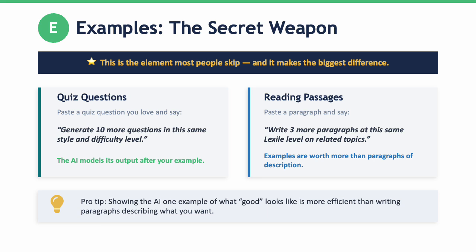The fourth element of the roles framework is the E, which stands for examples. This is the secret weapon most people skip. If you show the AI an example of what good looks like, it will model its output after that example. You can paste in a quiz question you wrote that you love and say, generate 10 more questions in this same style and difficulty level. Or paste a paragraph from a reading passage and say, write 3 more paragraphs at this same lexile level on related topics. Examples are worth more than paragraphs of description.